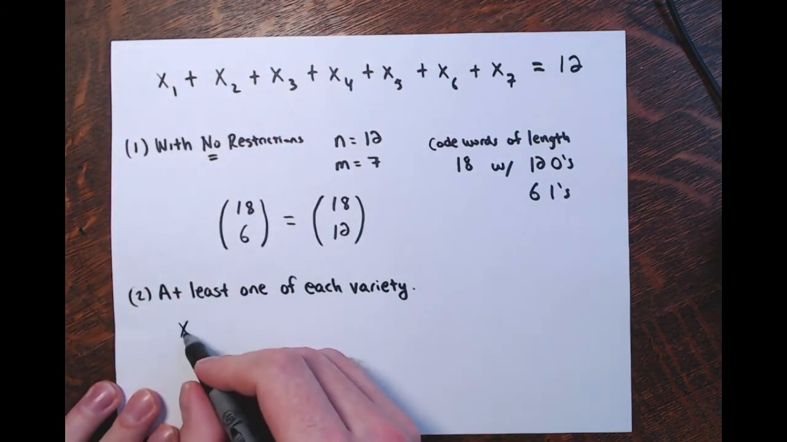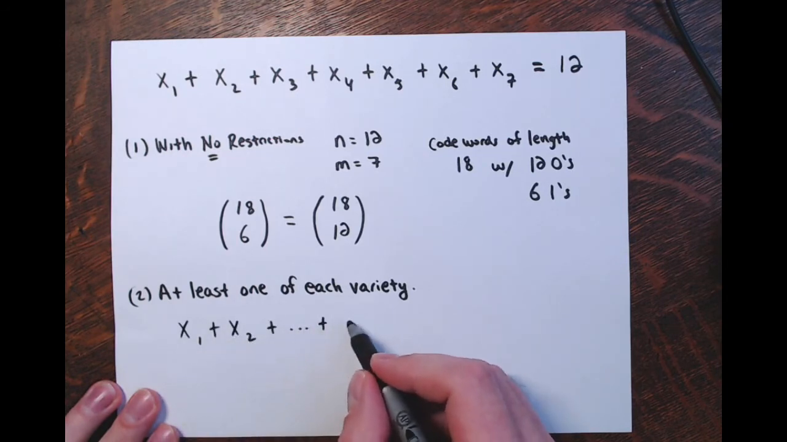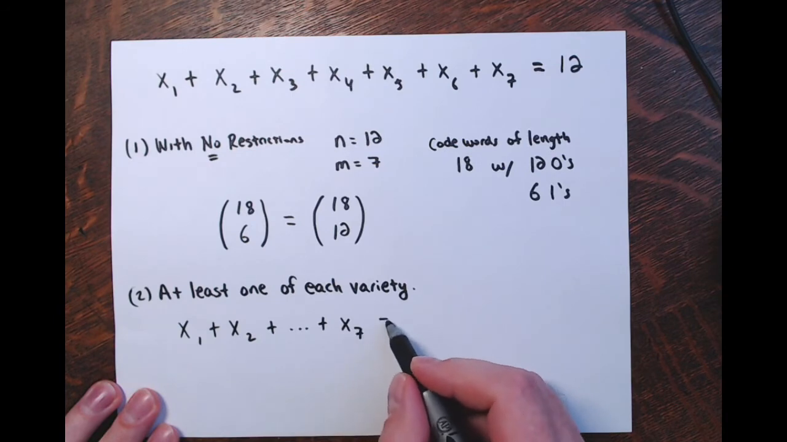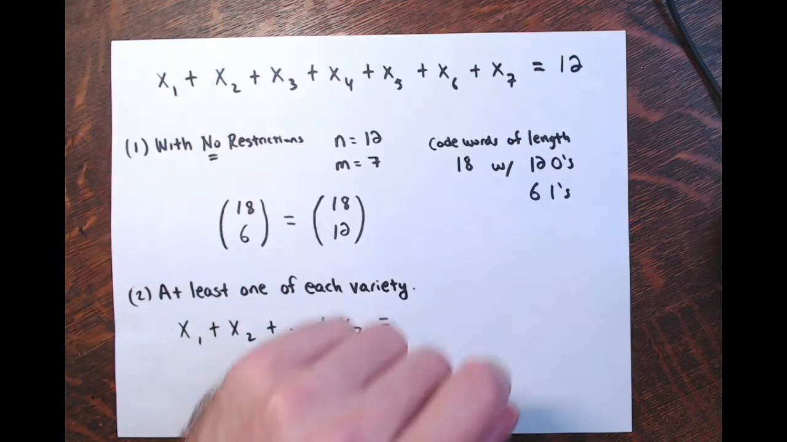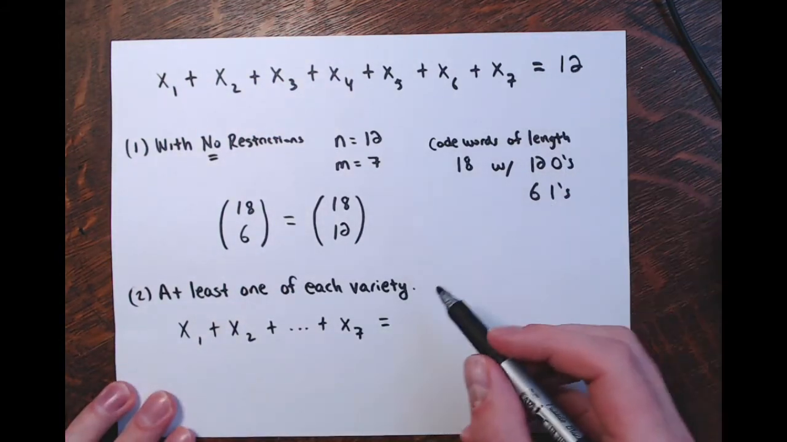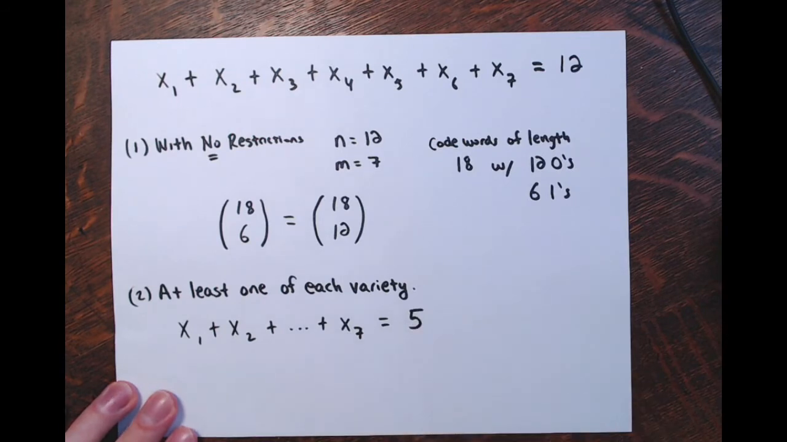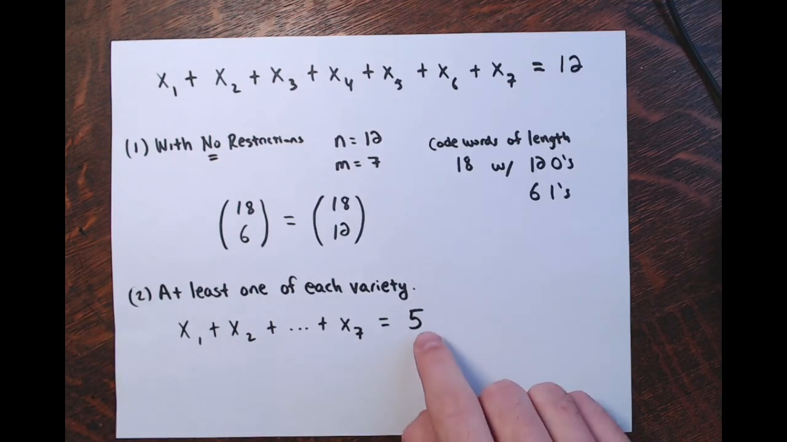And now we're looking at this equation instead: X1 plus X2, all the way up to X7, the seven varieties. If I've already taken one of each of those seven types of donut, I only need to select five now. And then you kind of start over. I've taken one of each donut, and I need to make a selection for the remaining five donuts.